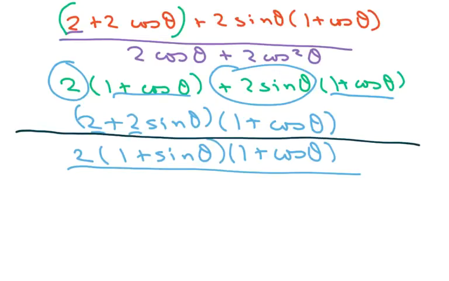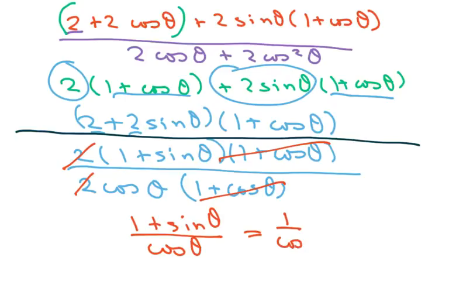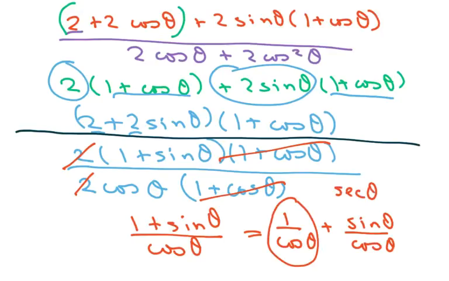For my denominator, I'm going to go ahead and factor out 2 cosine. And when I do that, I'm going to get 1 plus cosine of theta. Now what happens here is these two cancel, my 2's cancel, and I have 1 plus sine of theta over cosine of theta, which is our desired result. But if you have to write exactly like they gave it to you, I'm just going to write cosine under each piece in the numerator. And we know that this is secant, and we know this part is tan, which is our desired result.